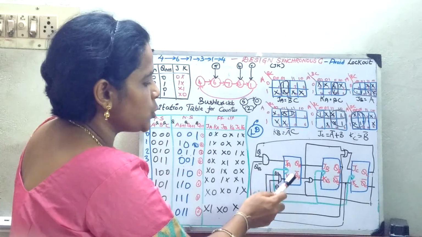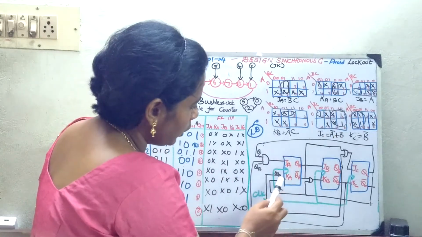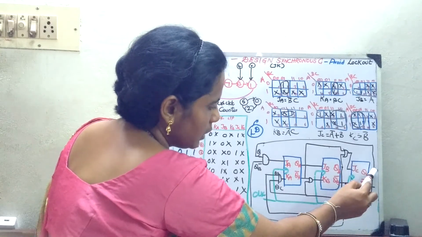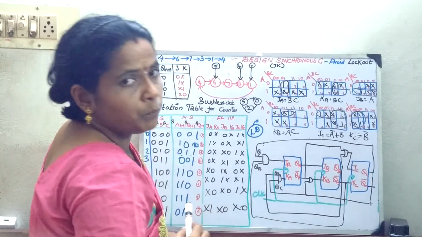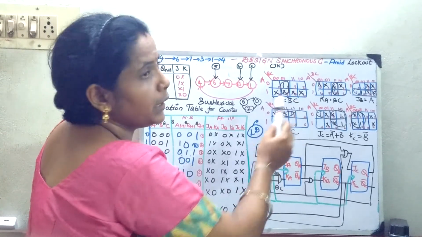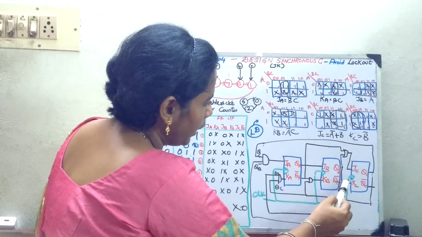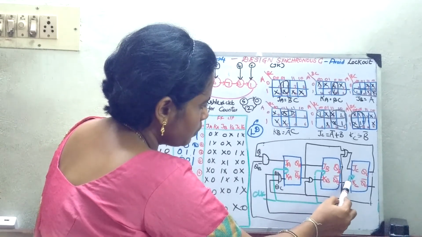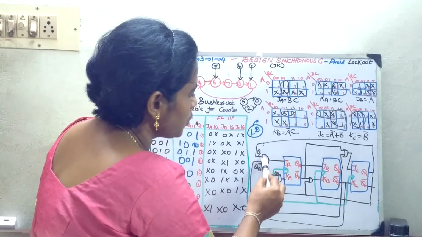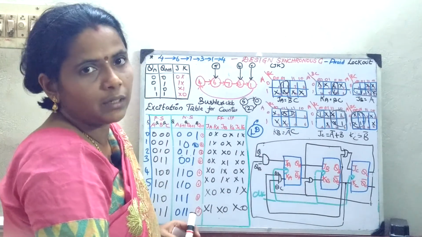Now remaining is only JA and KA. So what is your KA? B into C. So what you have to do? You are just going to tap the point from B and tap a point from the C. So B into C, put an AND gate for multiplication. Now what is your JA? B bar into C. So what is your B bar? Take it from this point. So from this B bar, I have taken a point, and from C I have taken a point. So put an AND gate and give it to your JA. So this completes the logic diagram.